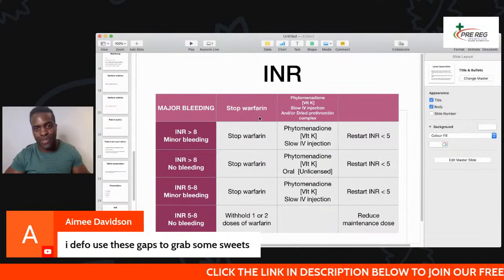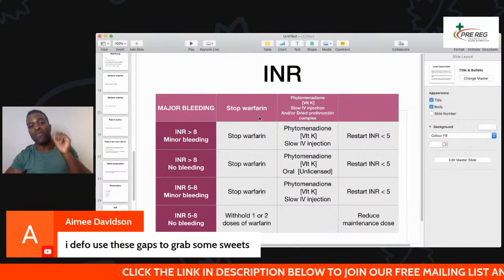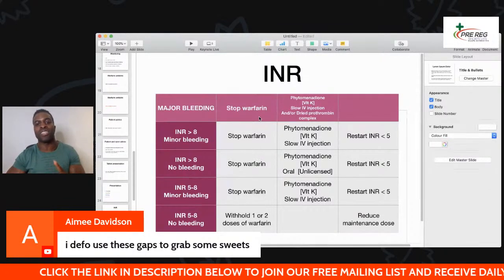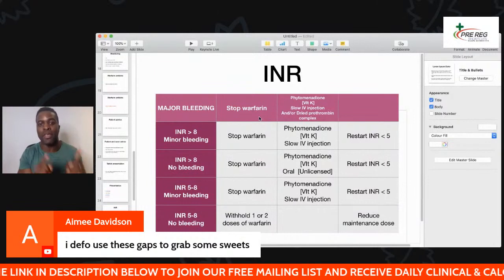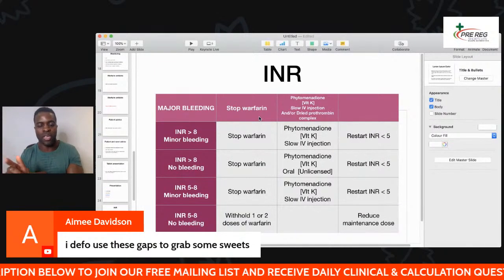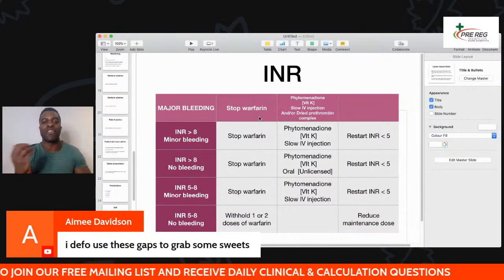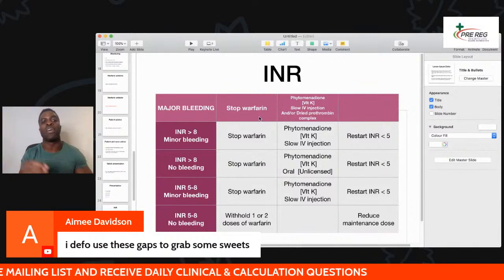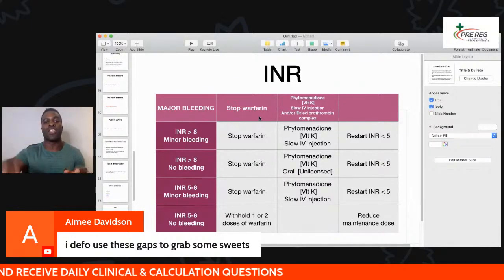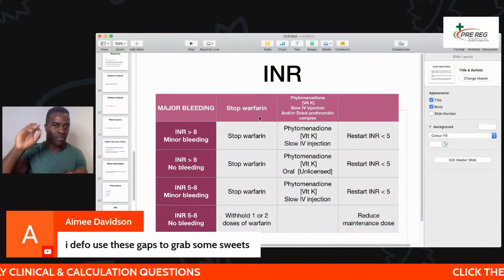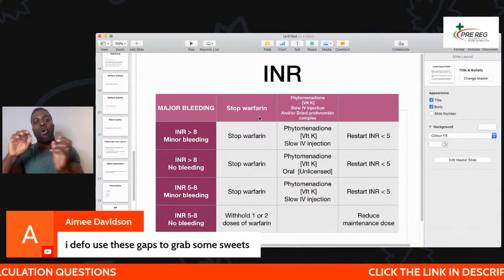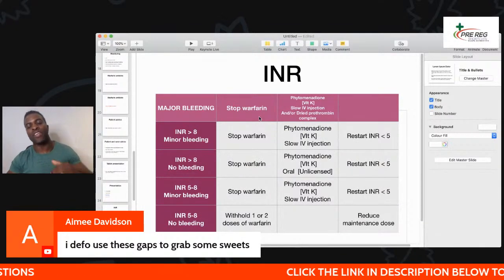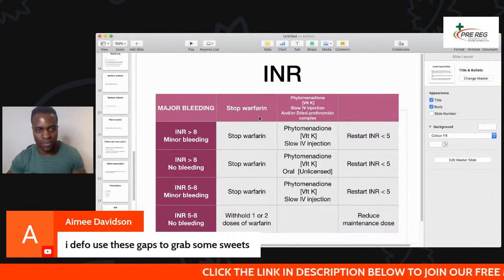So you don't have to give IV vitamin K, but you give oral vitamin K. It's very interesting because it is actually IV vitamin K, but you give it in an oral form, okay? So it's IV, but given orally. If the INR is above 8, you give them IV vitamin K, but you give it orally. That makes sense? And then you restart warfarin when the INR is less than 5.